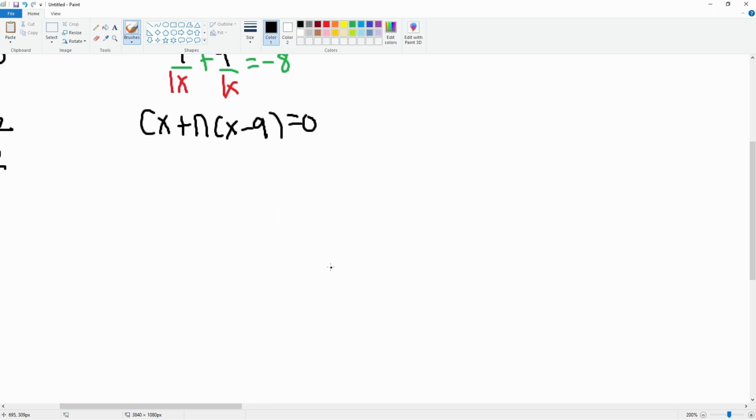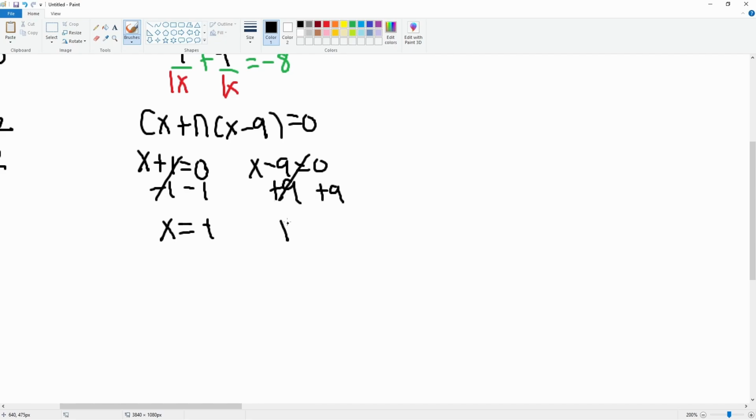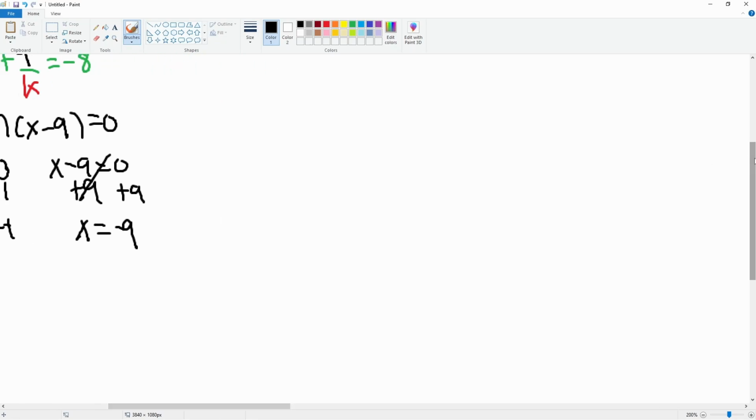Now we set each term equal to 0 and solve. So x plus 1 equals 0 and x minus 9 equals 0. Minus 1 from both sides, this cancels. We get x is equal to negative 1. We add 9 to both sides, this cancels, leaving you x is equal to 9. So your two solutions here are x is equal to negative 1 and x is equal to 9.